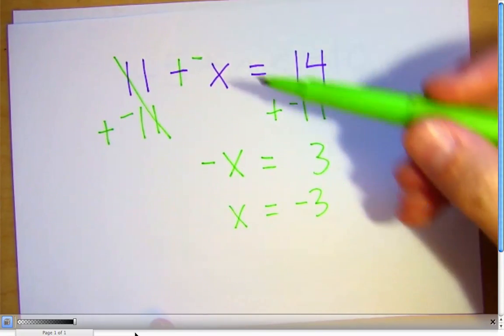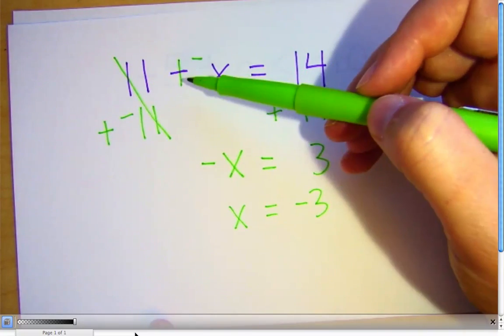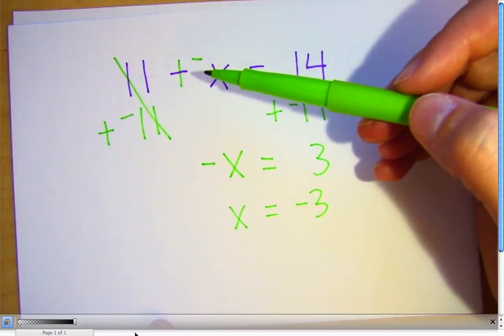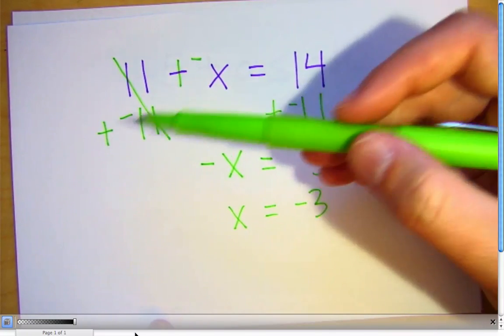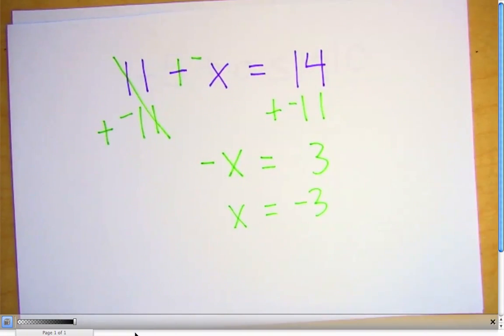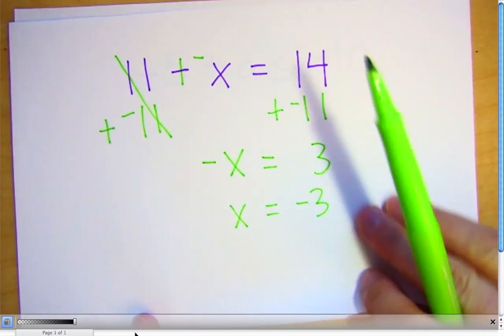You can go back and check it. 11 minus negative 3, so minus negative 3 would be a plus. So 11 plus 3 is 14. Now correct. Let's try another one.